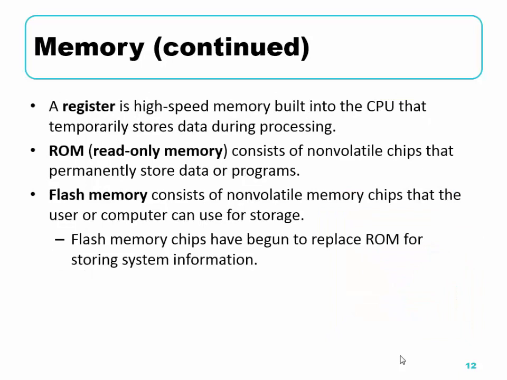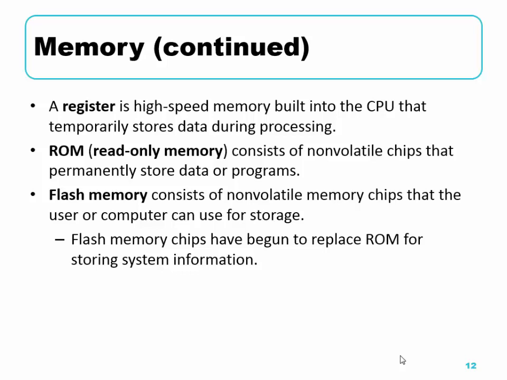All right, a register is a high-speed memory built into the CPU that temporarily stores data during processing. Registers are used by the CPU to store data and intermediary results temporarily during processing. Registers are the fastest type of memory used by the CPU, even faster than L1 cache.